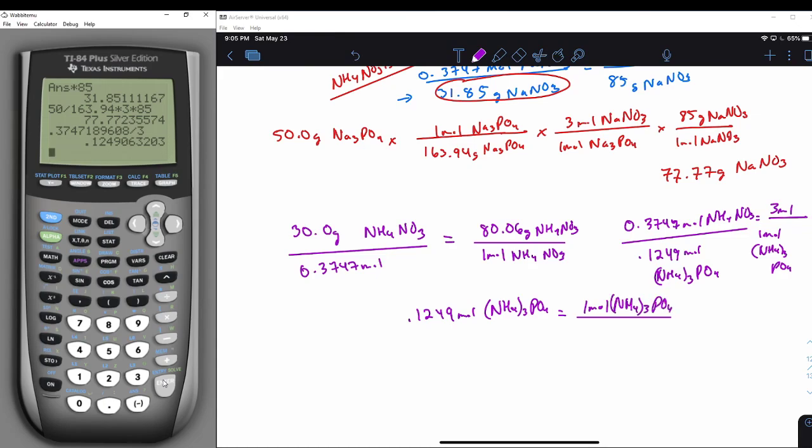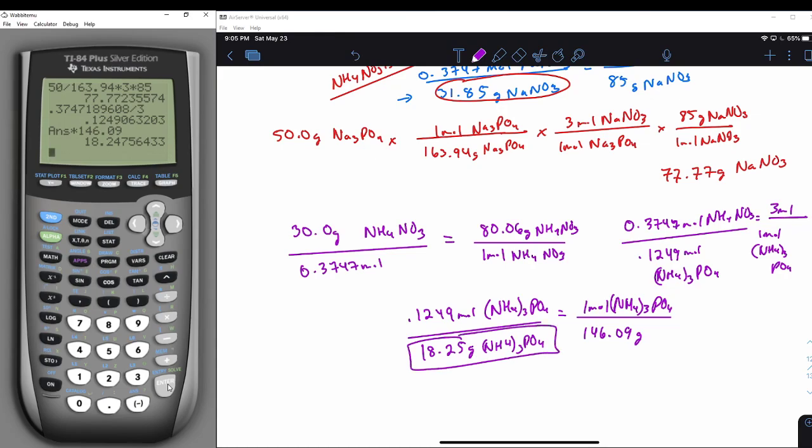So the mass is 146.09 grams per mole. And so if we multiply 0.1249 moles by 146.09 grams, we get 18.25 grams of (NH4)3PO4 that could be made as well.